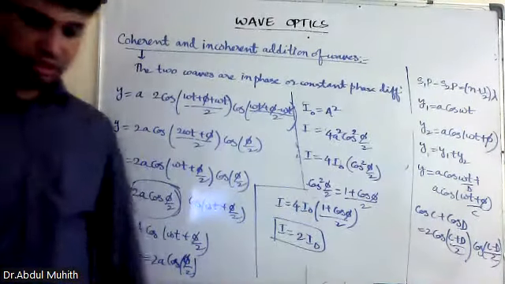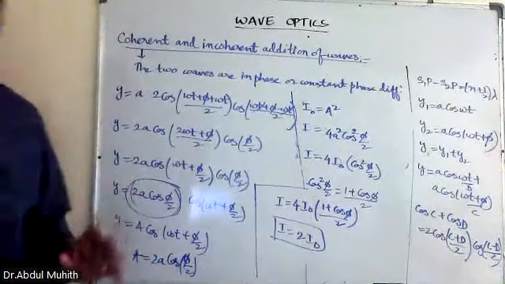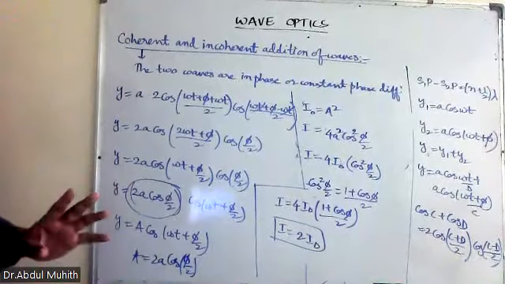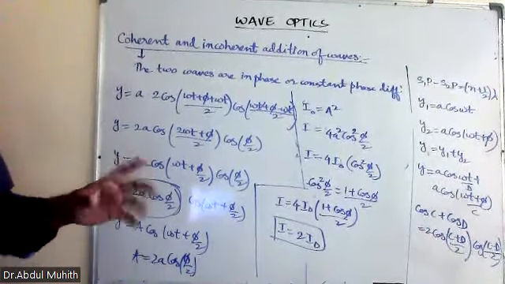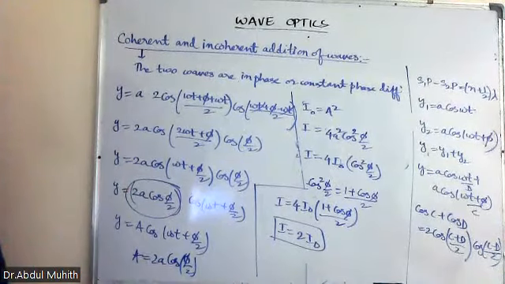The cos phi term will be removed. This is the average value. Got it? So for the first case, we got 2I naught. In the second case, it will be 0. When the amplitude is 0, automatically the intensity also becomes 0. So that's the answer.